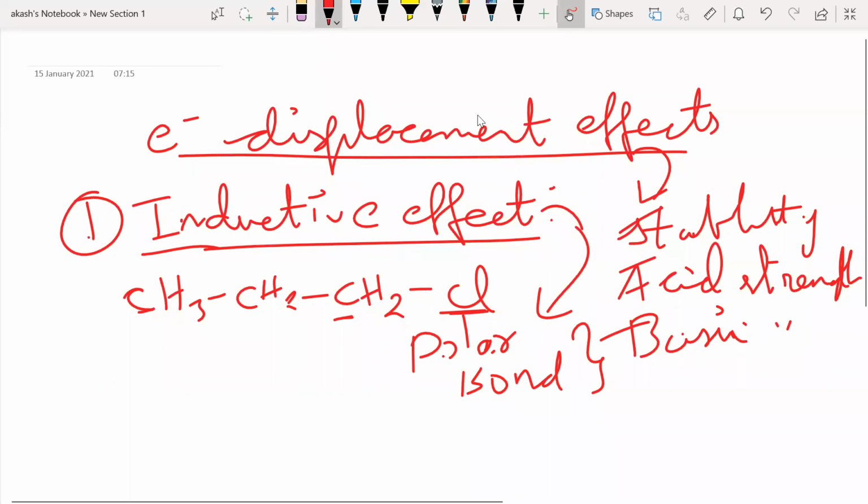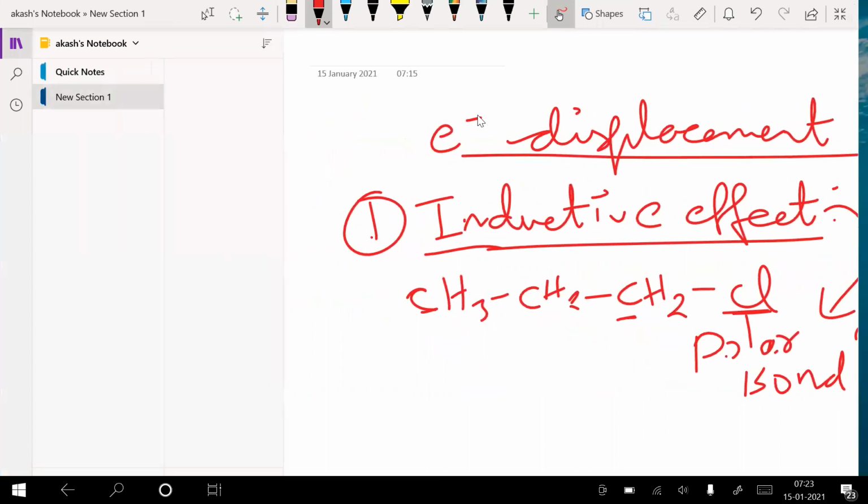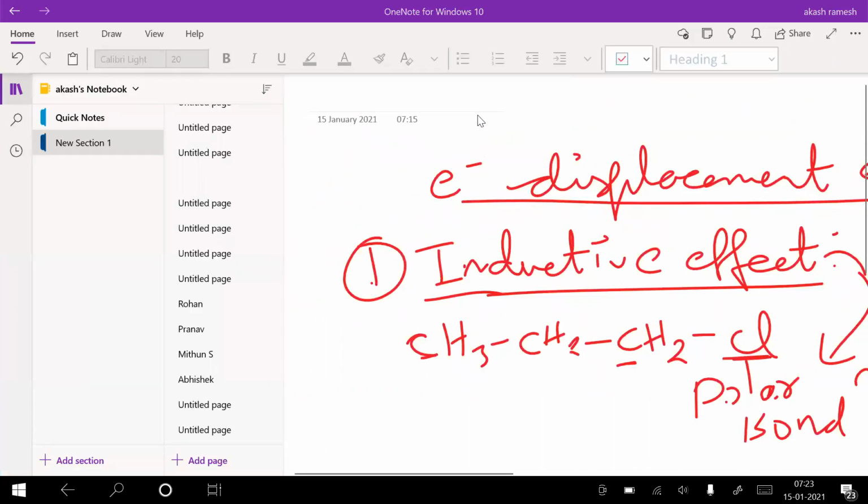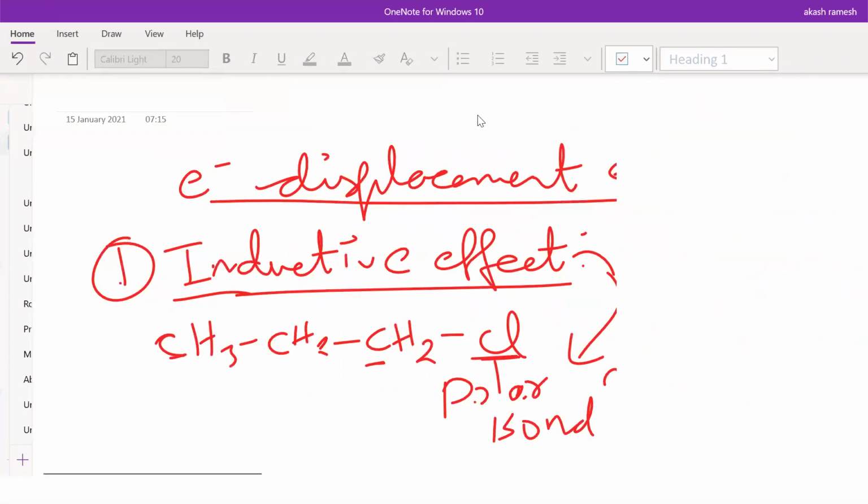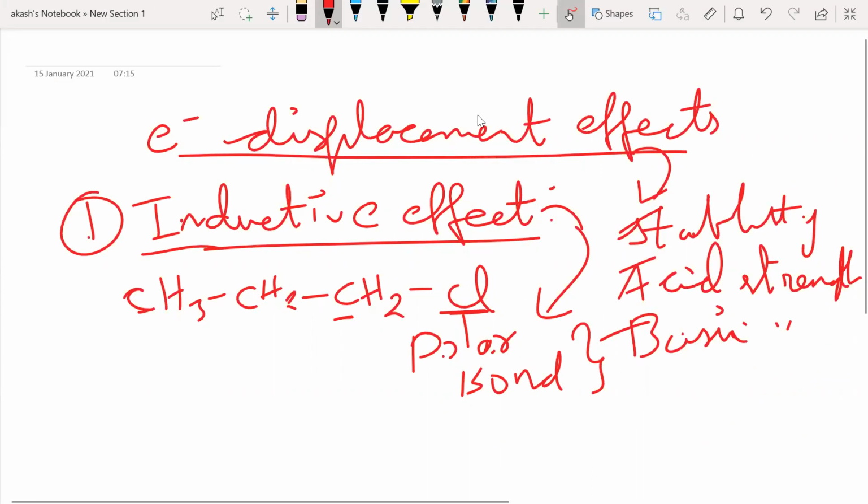Based on number of electrons given to... No. It's formed when electrons are shared unequally between two atoms. Okay, fine. That makes sense, right?